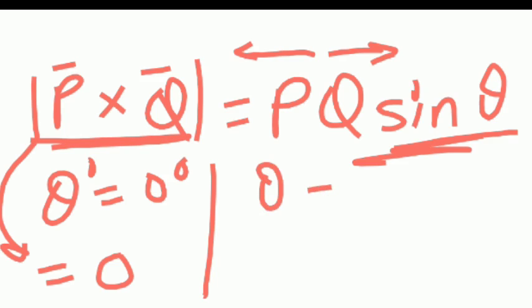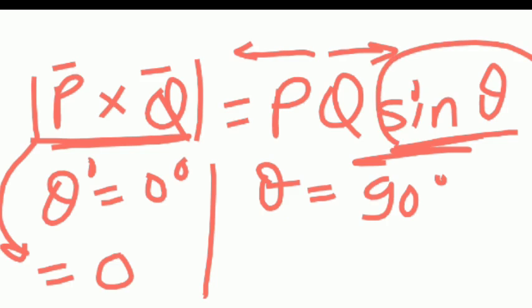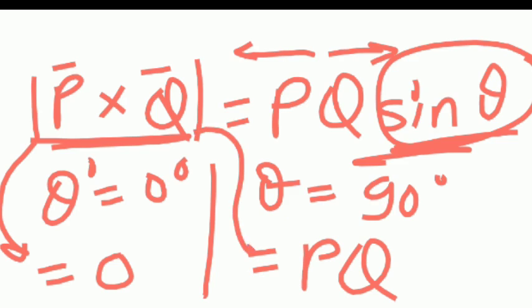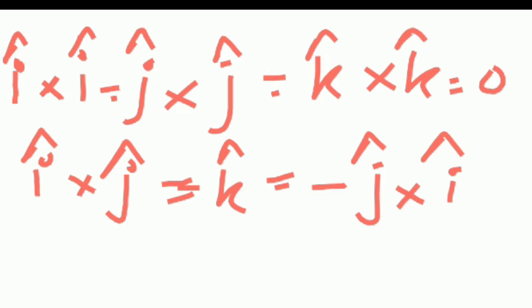Now if theta is equal to 90 degrees, that is, the vectors are perpendicular to each other, then sine 90 is equal to 1. Then this product is maximum, and its magnitude is equal to PQ. For unit vectors, if the unit vectors are the same, then their cross product will be 0. That is, I cap cross I cap equals j cap cross j cap equals k cap cross k cap equals 0.